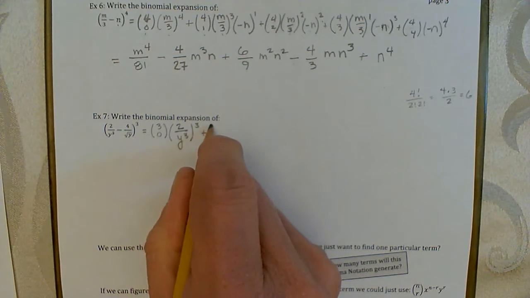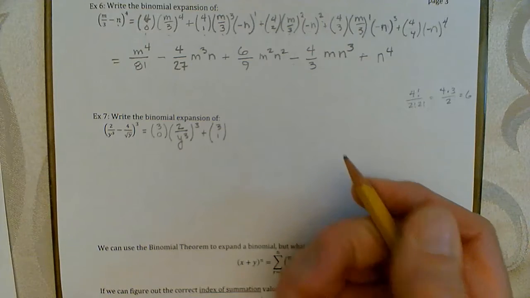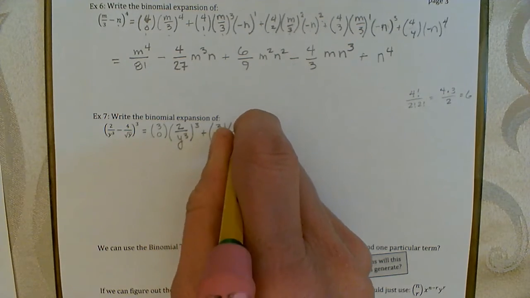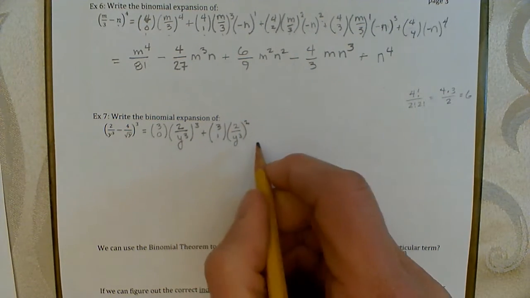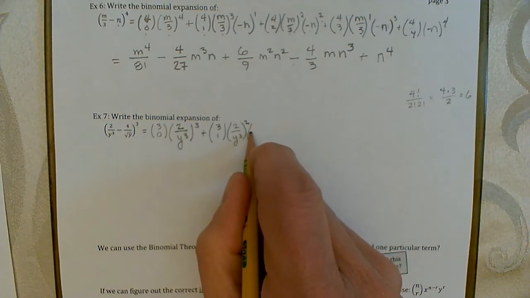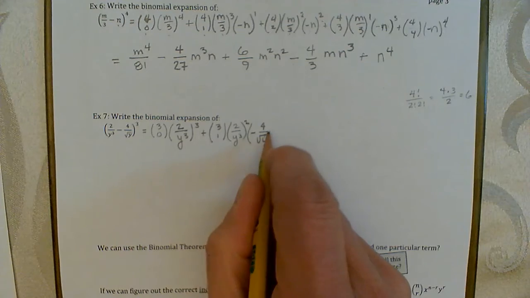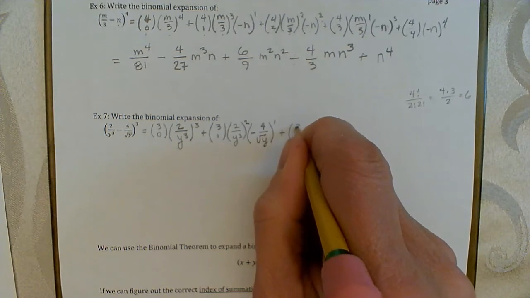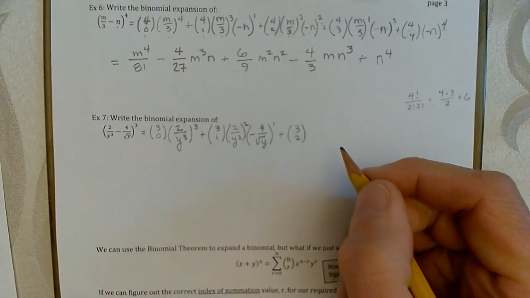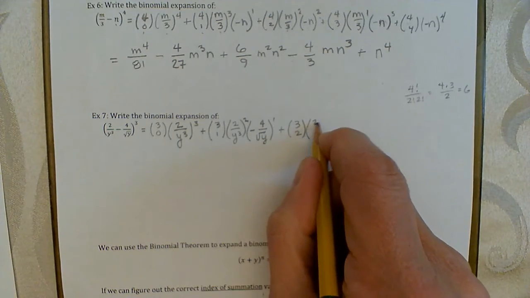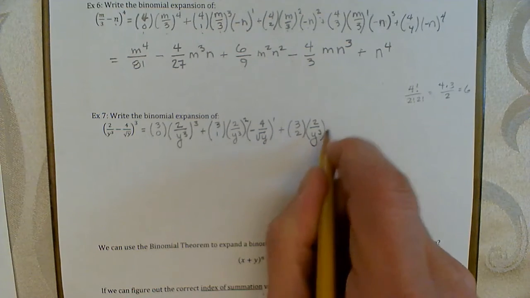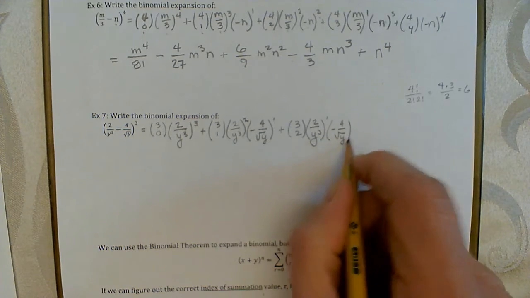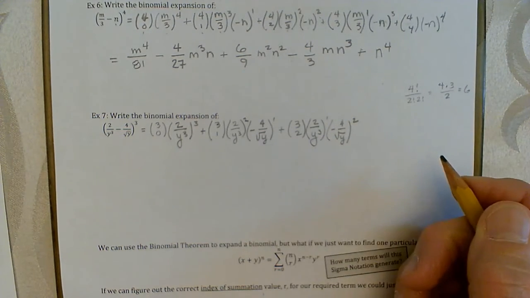All right, and then for the next thing, I'm going to do 3 choose 1. The first term again, 2 over y cubed is being raised to 1 less, or the second power. And then the next term, negative 4 over the square root of y, that's being raised to the first power. Okay, the next term, we have 3 choose 2. And then the first term, 2 over y cubed, is being raised to the first power. And the second term, negative 4 over the square root of y is being raised to the second power.